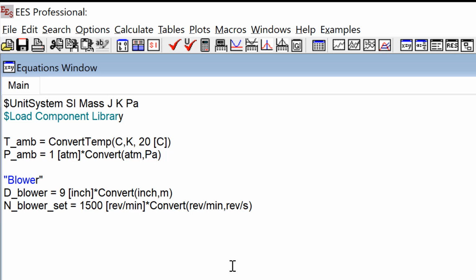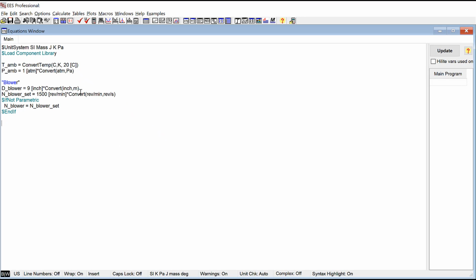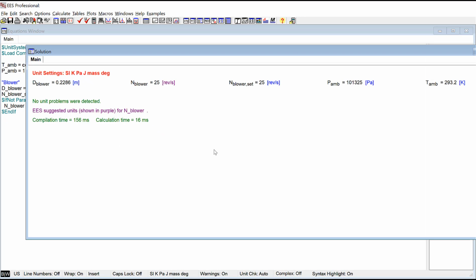And then if I am not in the parametric table, so let's do $if not parametric, then I'm going to go ahead and set the blower speed to that N_blower_set. And if I am in a parametric table, of course, then I'll want to set the blower speed to whatever is set in the table. Yeah, I think maybe this would be a good time to solve. So F2 will solve this.